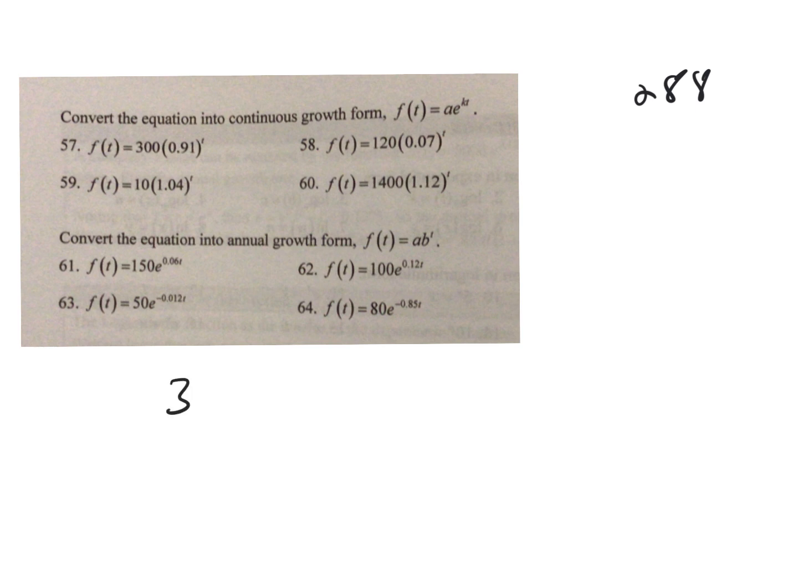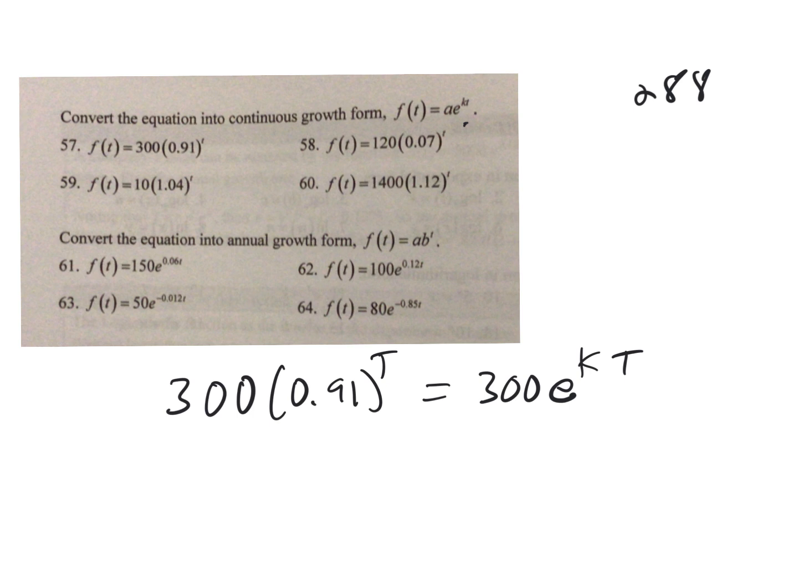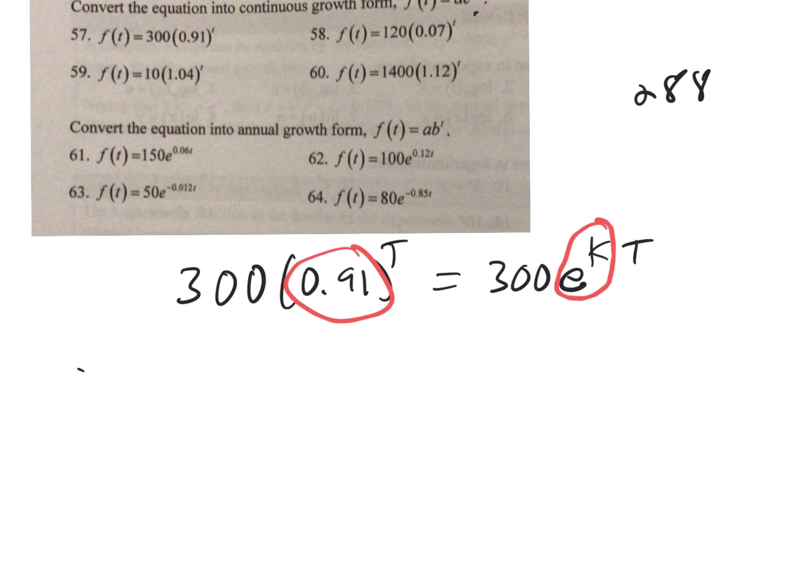So we've got an annual growth model right here. The reason I know this is an annual growth model is because there's not an e for a base. If I'm going to write this as an exponential growth model, the initial value is the same. We know the A is the A, but what's different is this part and this part. The 300 is the same, the t is the same. We just have to figure out what 0.91 changes to as that exponential growth constant.